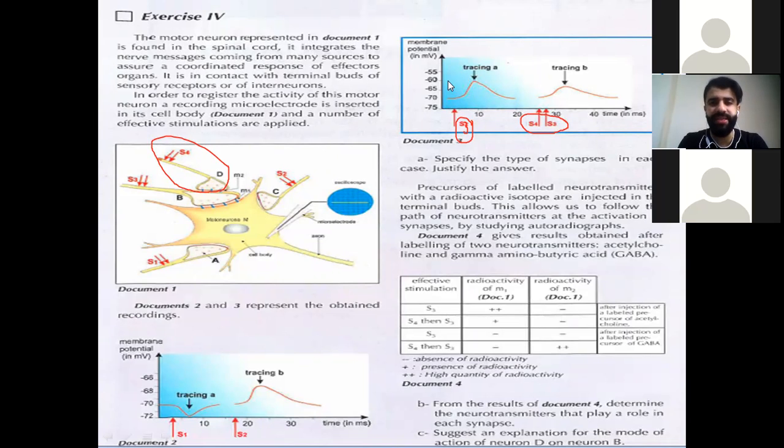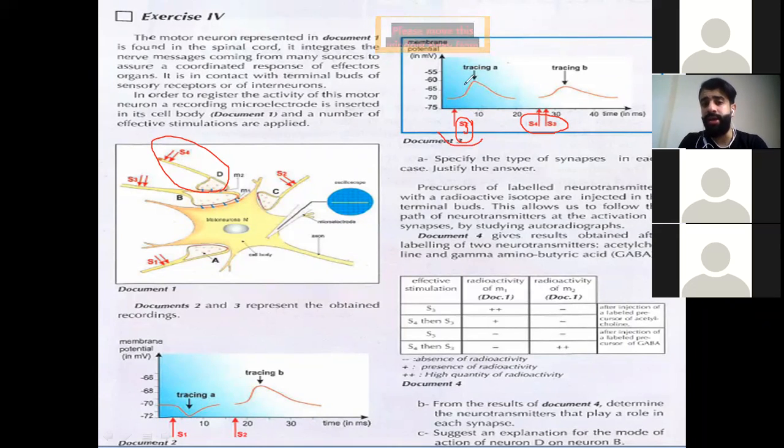It's excitatory. Why? Because there was a depolarization. First of all, we did S3. Pay attention to this, Selena. S3 alone increases to about minus 60 millivolts, so we have an increase in the membrane potential, a depolarization. Then we did S4 and S3 together. Here we have a depolarization, but it's less than the normal one, about minus 65 approximately. What do you think about S4? Is S4 excitatory or inhibitory? Inhibitory. Why? Because it didn't reach the threshold.